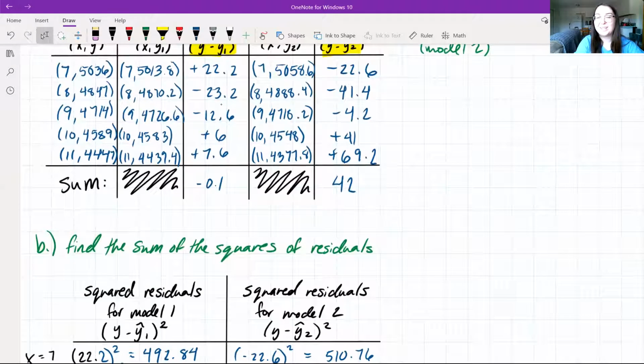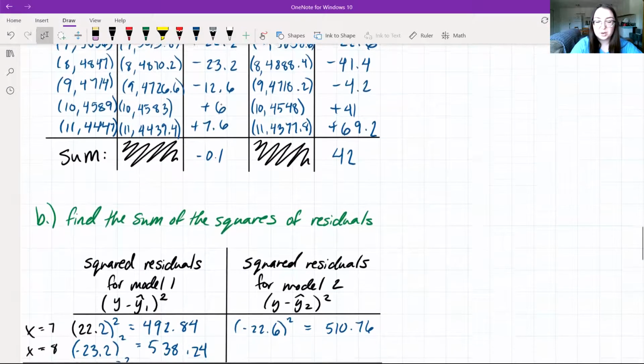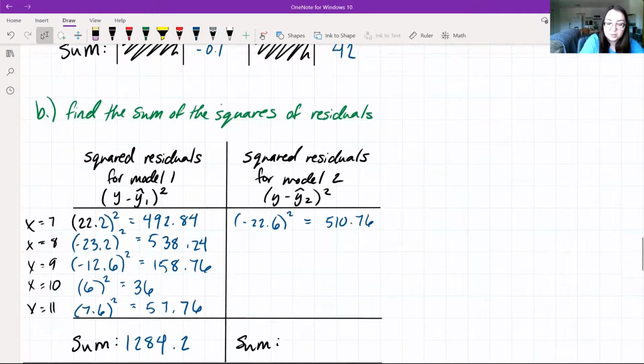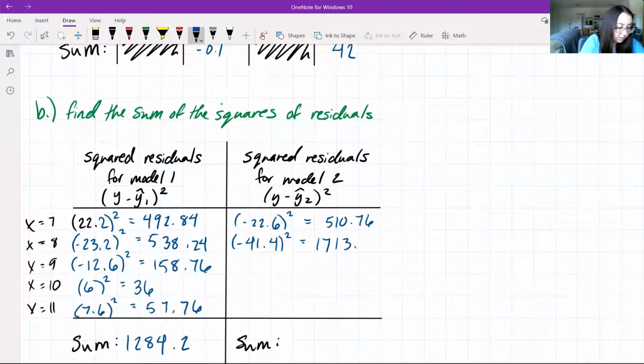If at any point you would like to calculate these on your own, please do not hesitate to pause the video at any time. Then for our x equals 8 point, we're going to have negative 41.4 squared. This is going to give us 1,713.96.